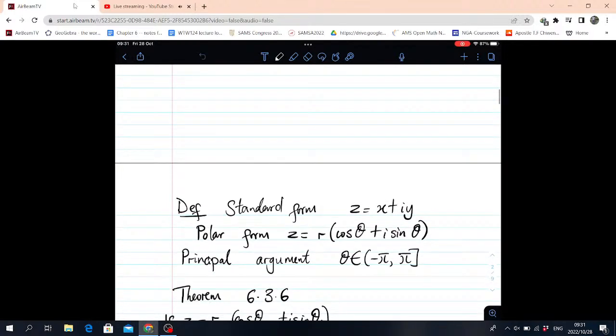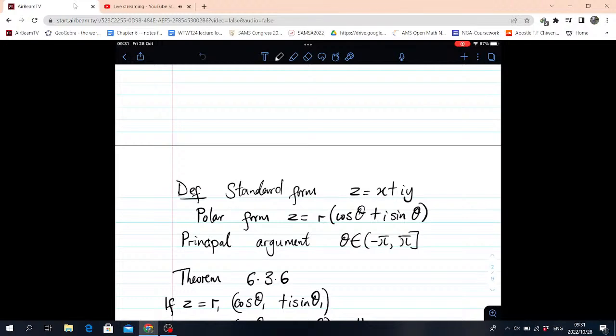Okay, so we know that a complex number can be written in standard form, and now we've got the polar form where we say z is equal to r times cos theta plus i sine theta, where the real part is r cos theta and the imaginary part is r sine theta, and r is just the modulus of z. And we also have the principal argument, which is between minus pi and pi.